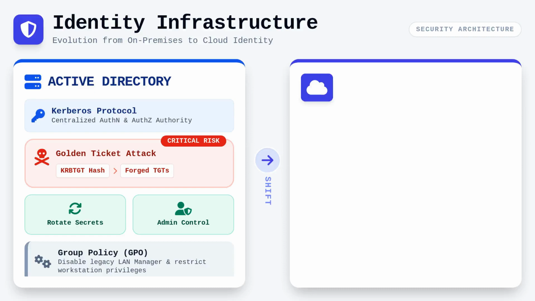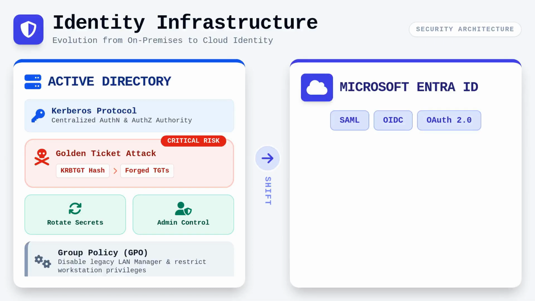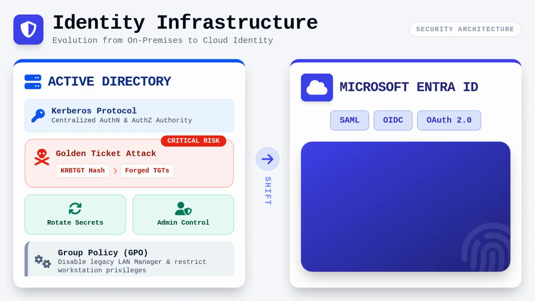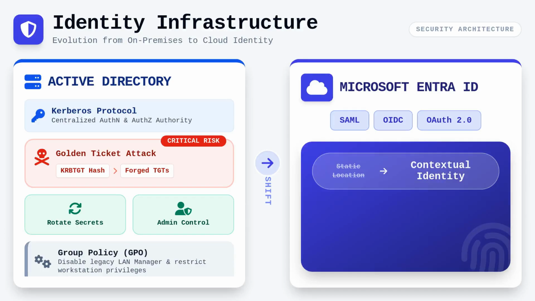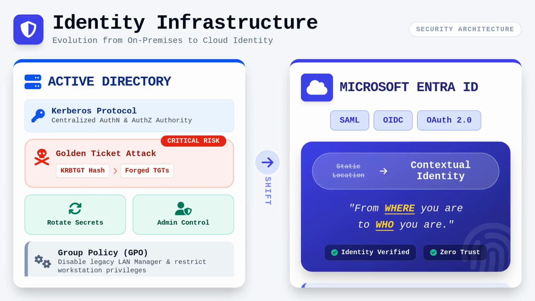When we move these directory services to the cloud, we shift our focus to Entra ID, formerly known as Azure AD, which utilizes different protocols like SAML, OIDC, and OAuth 2.0 to manage access. This transition requires a fundamental change in how we perceive identity boundaries, moving from a static, location-based trust model toward a contextual, identity-verified approach.